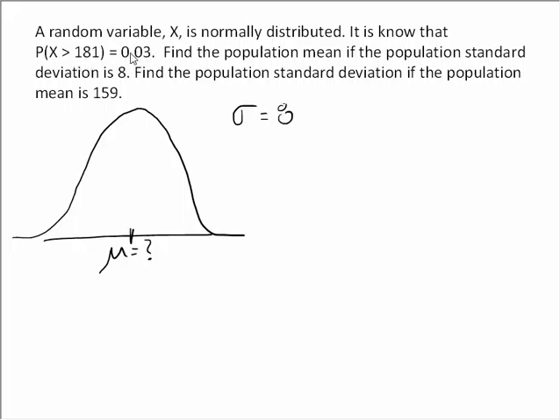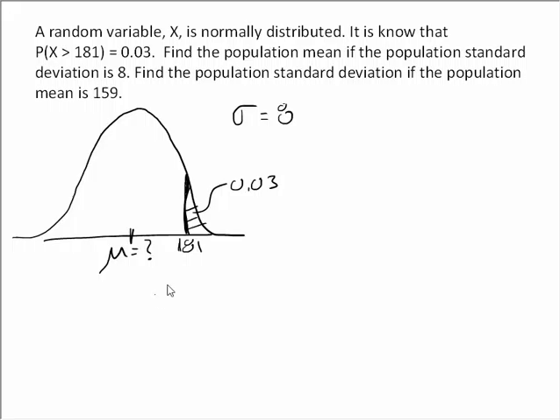Well, let's see, a probability of 0.03 is pretty small. So if we're looking at something being greater than a number, this point will represent my number 181, my variable x. And here's my little probability, 0.03. I knew the probability of this thing being greater than 181 is really small, 0.03. So that's how I knew it was way up here.